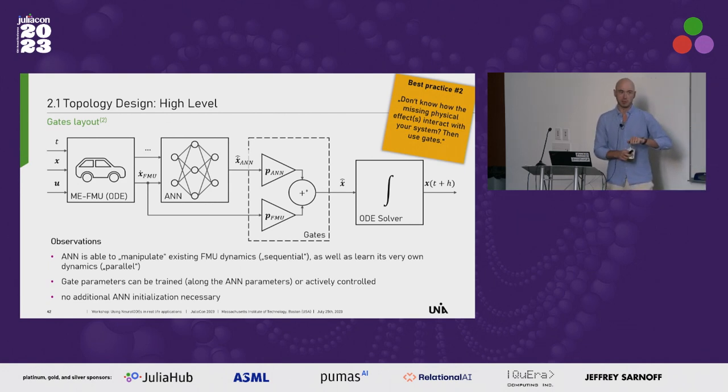The correct answer would be, it's part of hyperparameter optimization, the initial configuration. Often we start with a fully open FMU gate and a fully closed ANN gate, so we can slowly train the ANN in the right direction before it could somehow destabilize the system or similar.